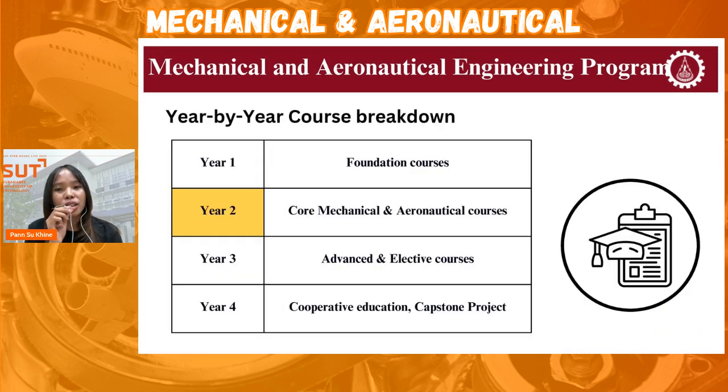And I want to share the overview course outline of our program by breaking it down year by year. As you can see on the screen, year 1 students study just the foundation courses. So in year 1, all international engineering students must study the same courses as one class. And you reach year 2 and you study the core mechanical and aeronautical engineering courses, and advanced engineering courses in year 3. Lastly, in year 4, you have to do the cooperative education and capstone project, which is the engineering profession project to accomplish your bachelor degree.